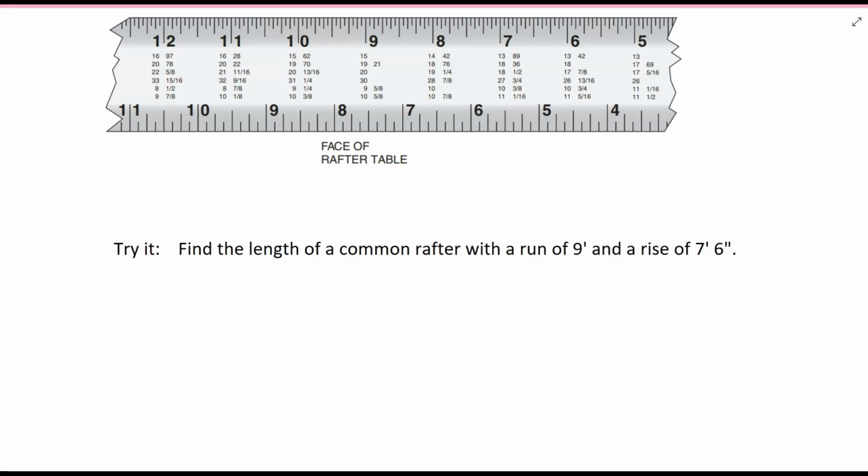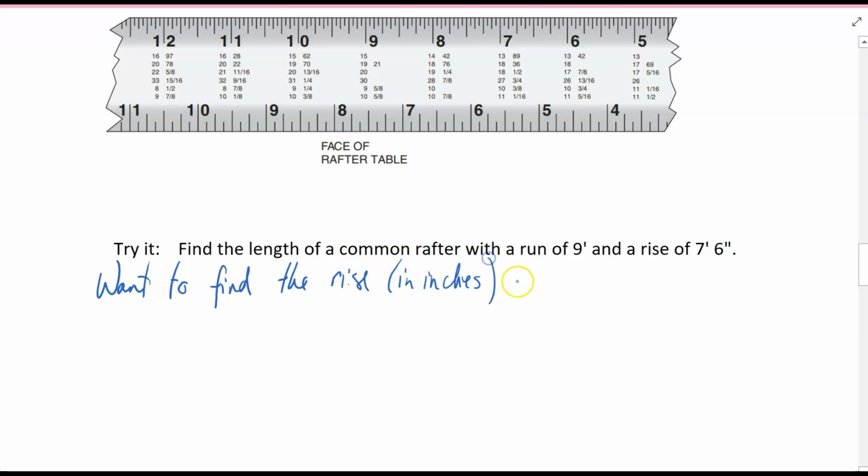All right, so now you're going to try one for yourself. Find the length of a common rafter with a run of 9 feet and a rise of 7 feet 6 inches. Pause the video and give it a try. So you want to find the rise in inches per foot of run.